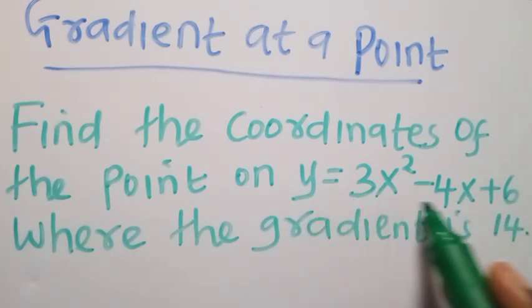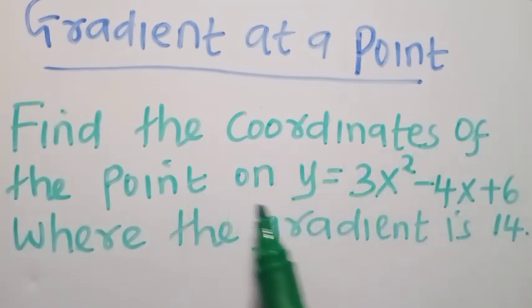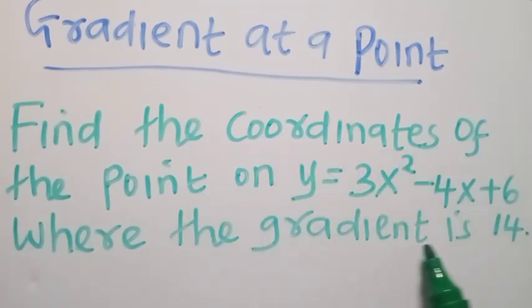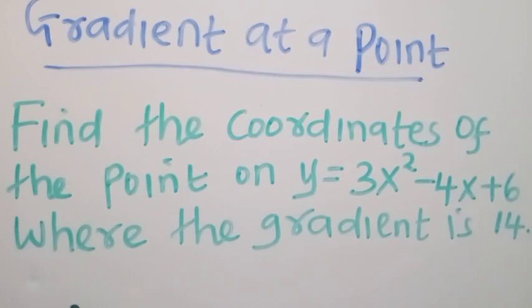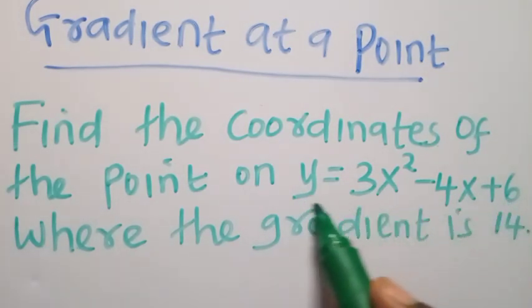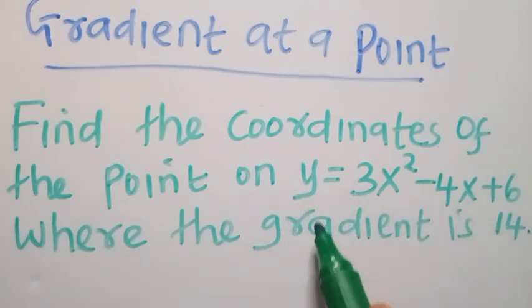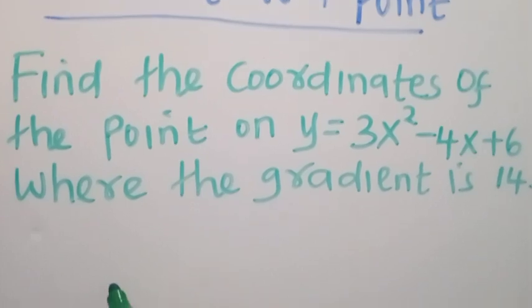Now, this is the equation of the curve. We need to find the coordinates of the point on this curve where the gradient is 14. For us to find the coordinates, the first thing that we shall do is find the derived function of this equation of the curve. We shall find the gradient function.